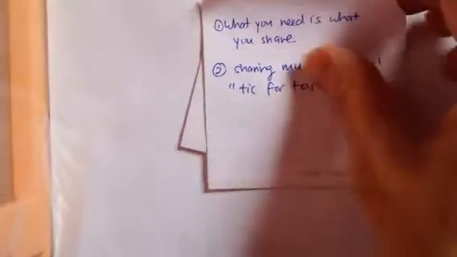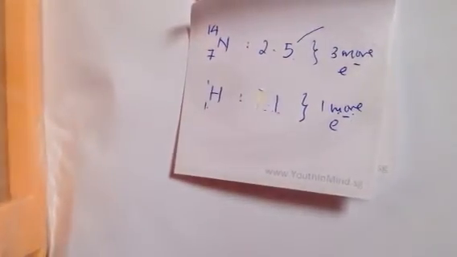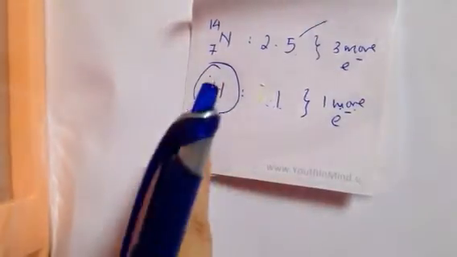So with all this knowledge in mind, let's go back to the electronic configuration. Okay, we have 3 and 1. So which one do we draw first? Okay, as a rule of thumb, let's try to draw for the atom that requires a smaller number of electrons. So in this case, we will start drawing for hydrogen first.